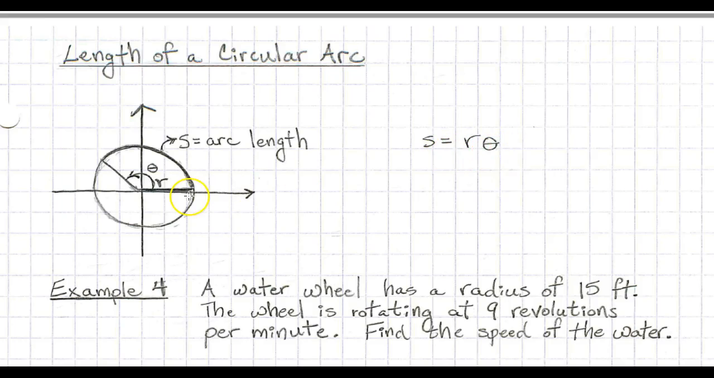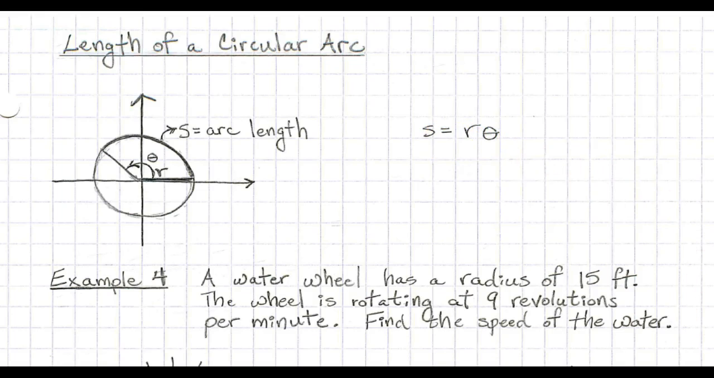R times theta. So you can kind of see why the arc length, or the circumference of an entire circle, would be 2 pi r, right? Because the theta would be the entire way around, which is 2 pi. Okay, so the arc length is r times theta.